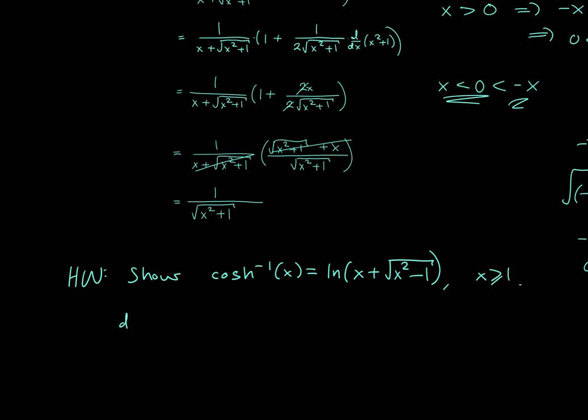And then also show that the derivative with respect to x of cosh inverse of x is equal to, I don't memorize it, so I have to look it up. Here we go. Oh, pretty. 1 over the square root of x squared minus 1.